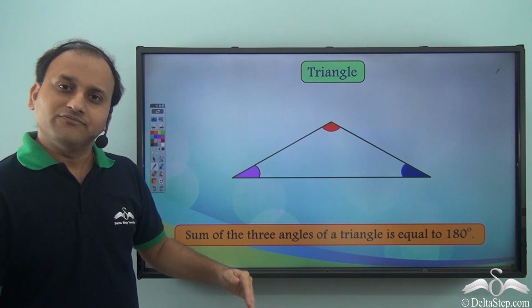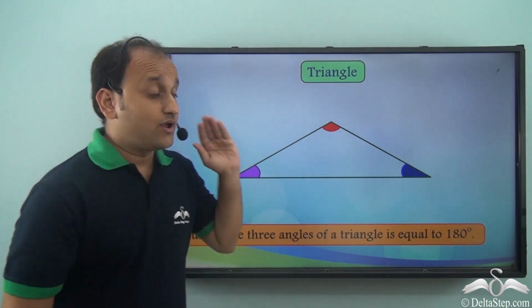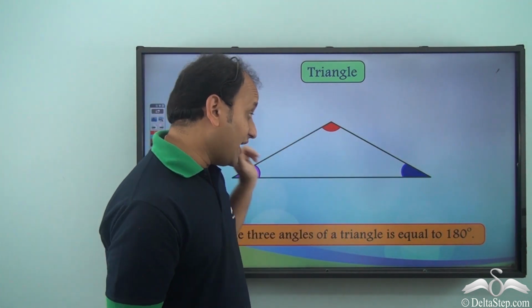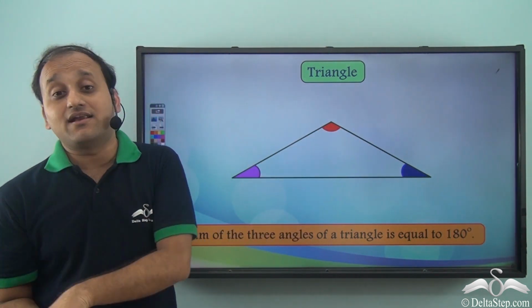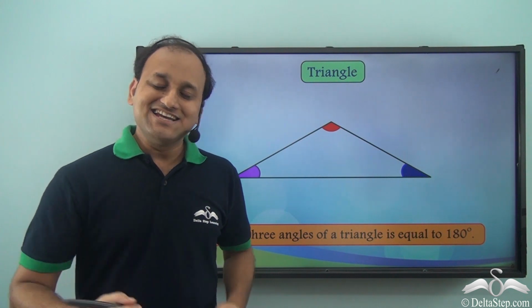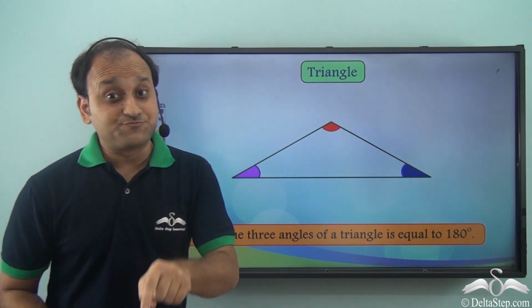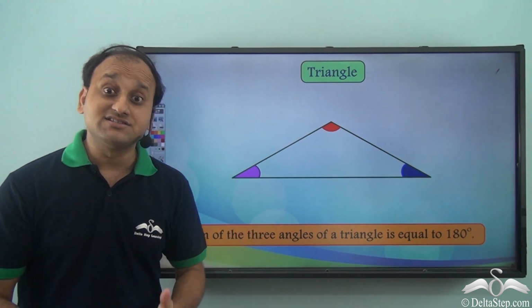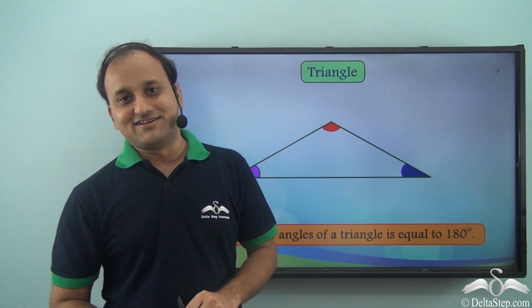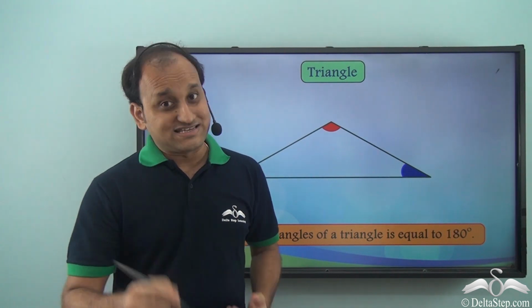So, every time, whichever way you measure it, whenever you have a triangle, the three angles will always add up to 180 degrees. And this property can be used to find out the sum of internal angles of different polygons. So, let's see how this can be done.